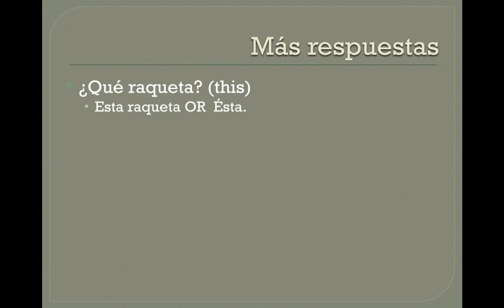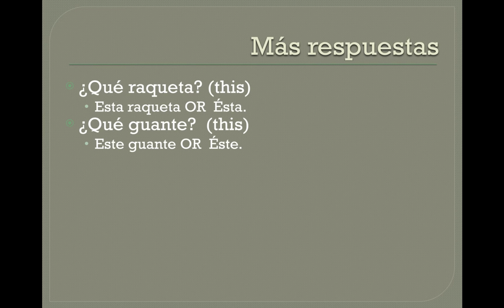If we wanted to ask the question, what racket? And we wanted to say, this racket, we could say esta raqueta, this racket. Or we could just get rid of the word raqueta, put an accent on the E, and just say ésta. It would be the equivalent of saying what racket? This one, ésta, this one. What glove? If we want to say this glove, we say este guante. Or if we want to just say this one, we say éste.